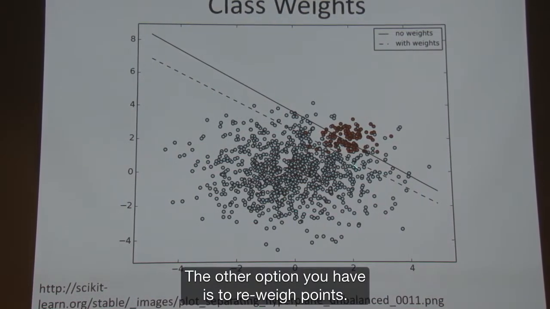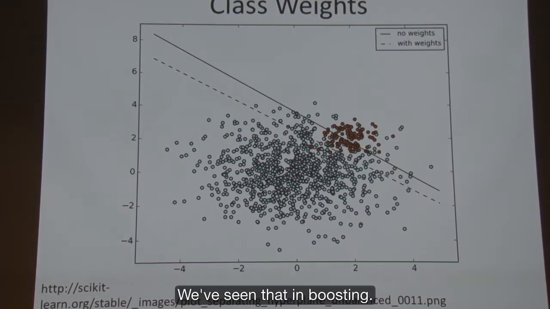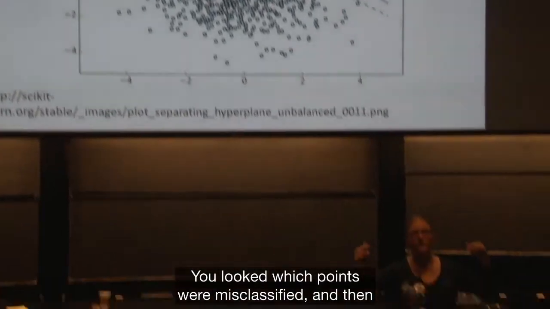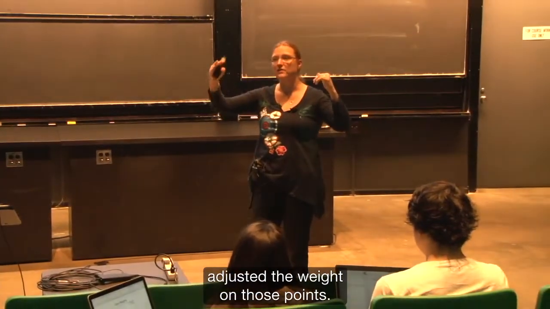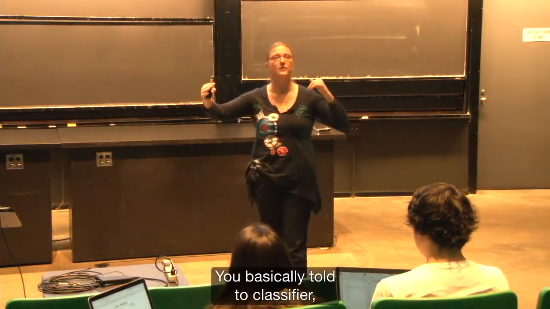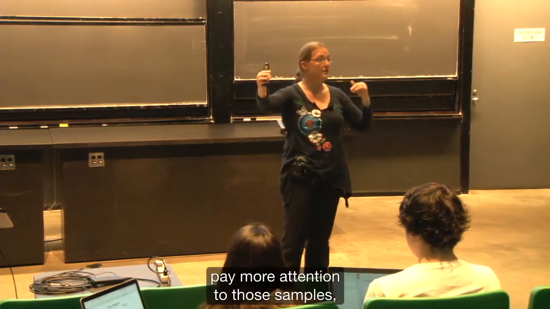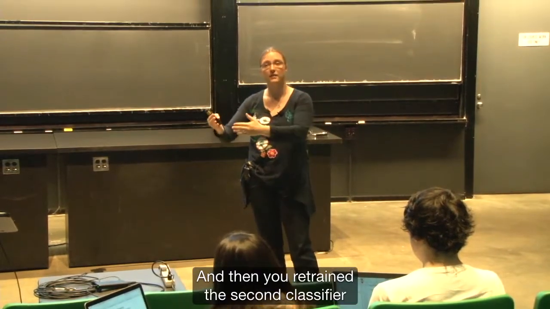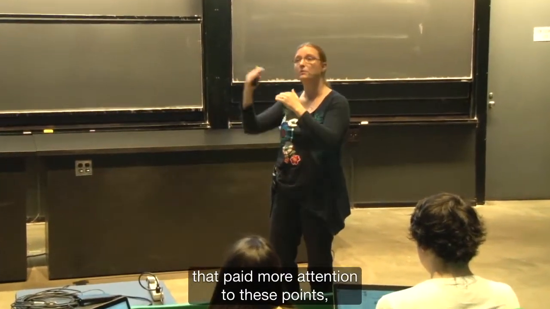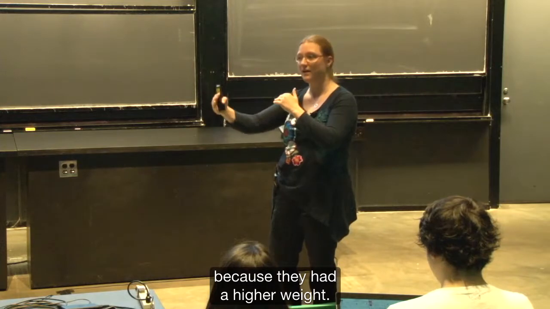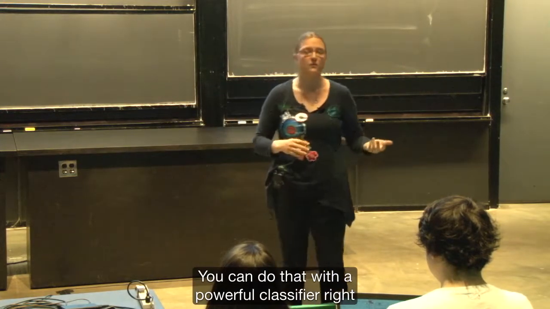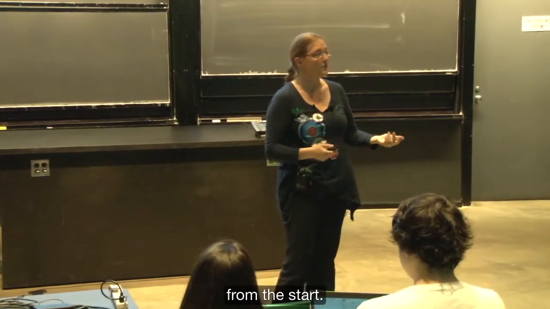The other option you have is to reweight points. We've seen that in boosting, right? Remember in boosting you had your very weak classifier, you looked at which points were misclassified, and then you adjusted the weights on those points. You basically told the classifier, pay more attention to those samples because you got those wrong, right? And then you retrained the second classifier that paid more attention to these points because they had a higher weight, got a different result, and you went on. You can do that with a powerful classifier right from the start.